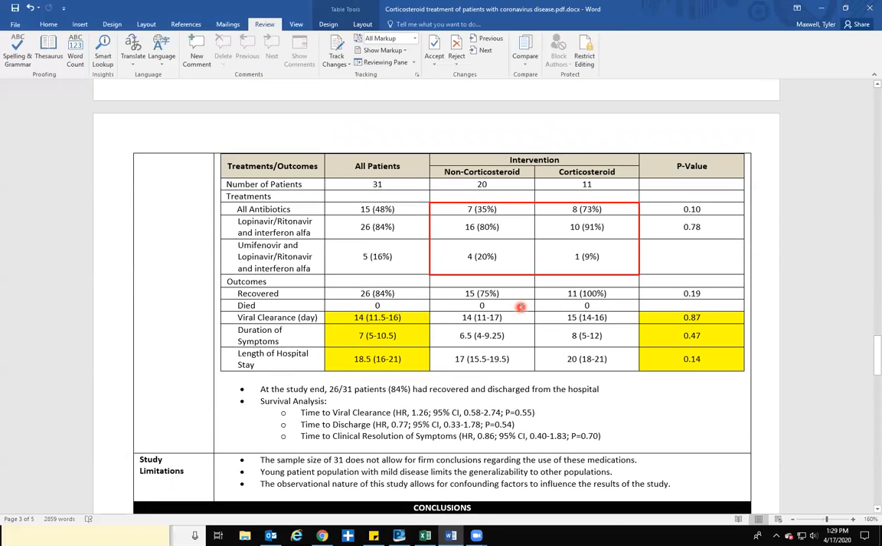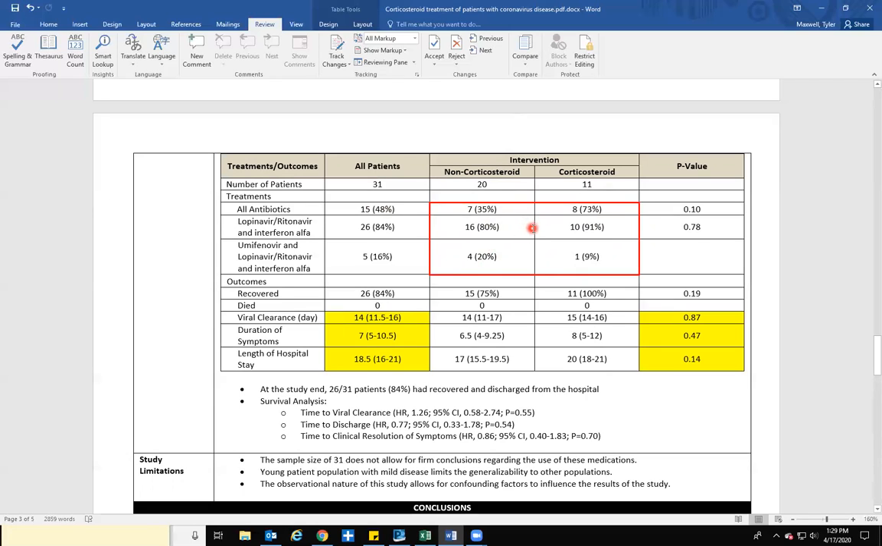So the next thing that we'd like to look at is the endpoints of the study and how they evaluated the results. The first thing they recorded were what treatments every patient was given. And so looking at the percentage of patients that received antibiotics, again, we see that the corticosteroid group of patients did receive more antibiotics overall than the patients in the non-corticosteroid group.